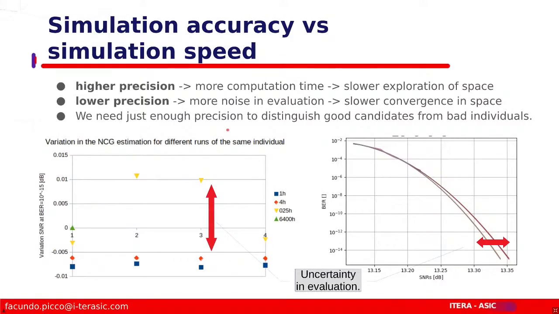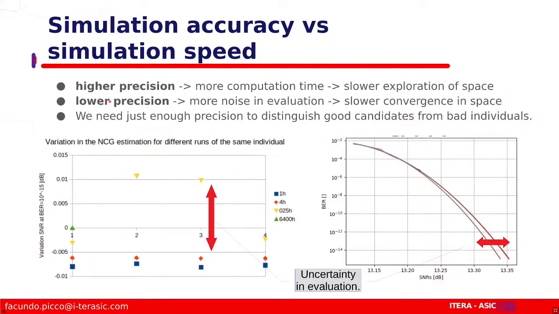Now we need to start defining how we use the genetic algorithm, because the genetic algorithm has lots of flavors and configurations. So we need to define how we are going to implement it. One of the things we need to define is a trade-off between the accuracy of the simulation and the speed of the simulation. Okay.